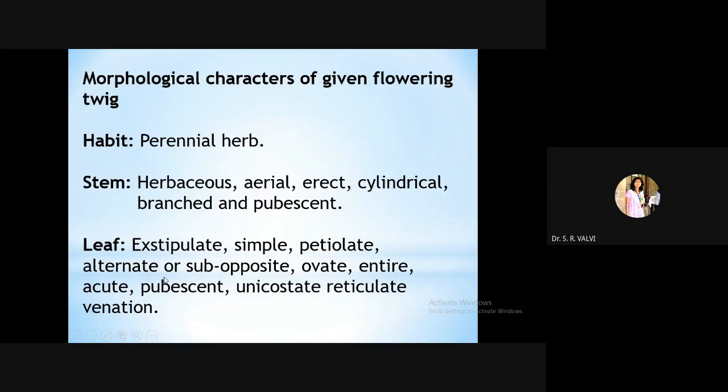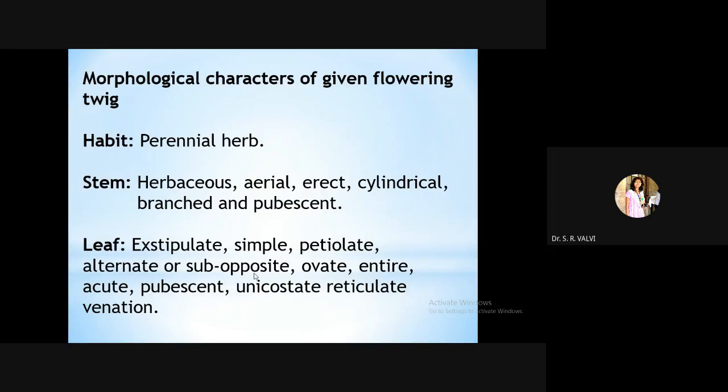Next is alternate or sub-opposite. First look at these characteristics, then I will show you the image. So all the leaves are present in an alternate fashion. If not, the other character is sub-opposite. They are not totally opposite, it's somewhat up and below, the presence of these leaves on the stem, hence the term is sub-opposite. Next, ovate, an oval structure just like an egg.